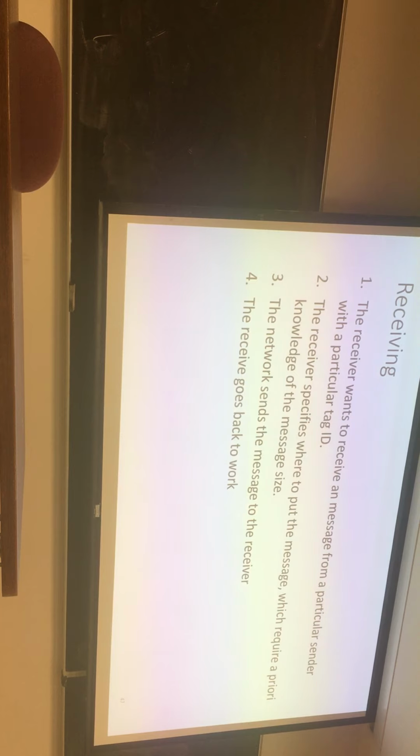Now on the receiving side, the receiver needs to know who is sending the message. This is also identified by their rank, and what the tag ID of their message is. Then the receiver also needs to know where to put this message. That means it needs to specify the memory address to save the received data. After the receiver specifies these two pieces of information, the network can send the message to the receiver, and the receiver can go back to computation.